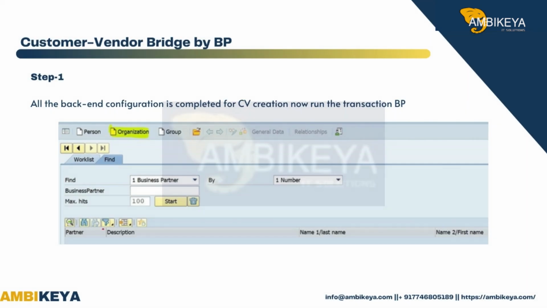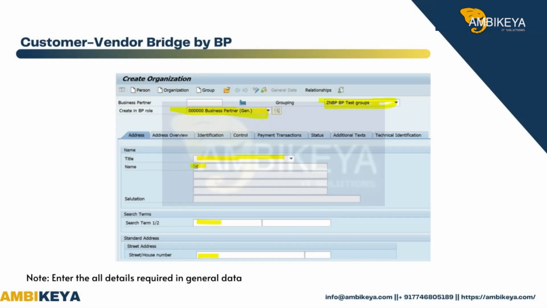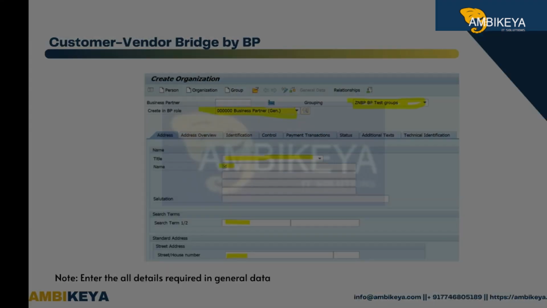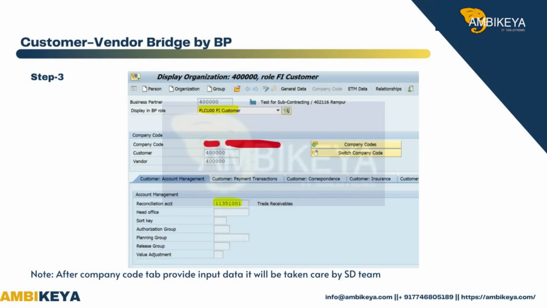Step 1. All the back-end configuration is completed for CV creation. Now run the transaction BP. Note, enter all the details required in general data. Step 2. Note, after creating BP, click on Switch Mode, click on BP role to create customer, click on Company Code tab. Step 3. Note, after the Company Code tab, provide input data; it will be taken care of by the SD team.